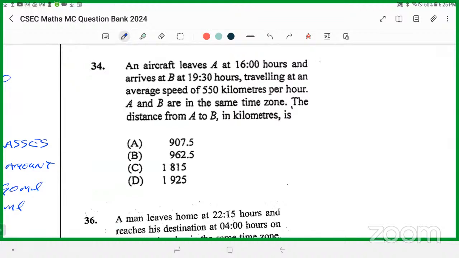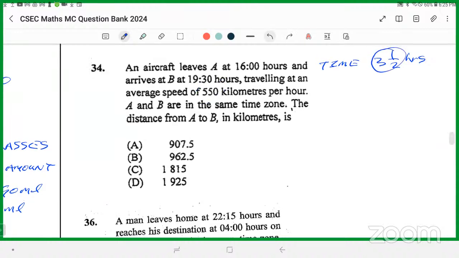All right. So the time that he traveled from 1600 hours to 1930 hours, everybody knows that is 3.5 hours. He's clocking 550 kilometers per hour. So in 1 hour, he does 550 kilometers. So the total distance is going to be 3.5 times 550. That's what you're working out.